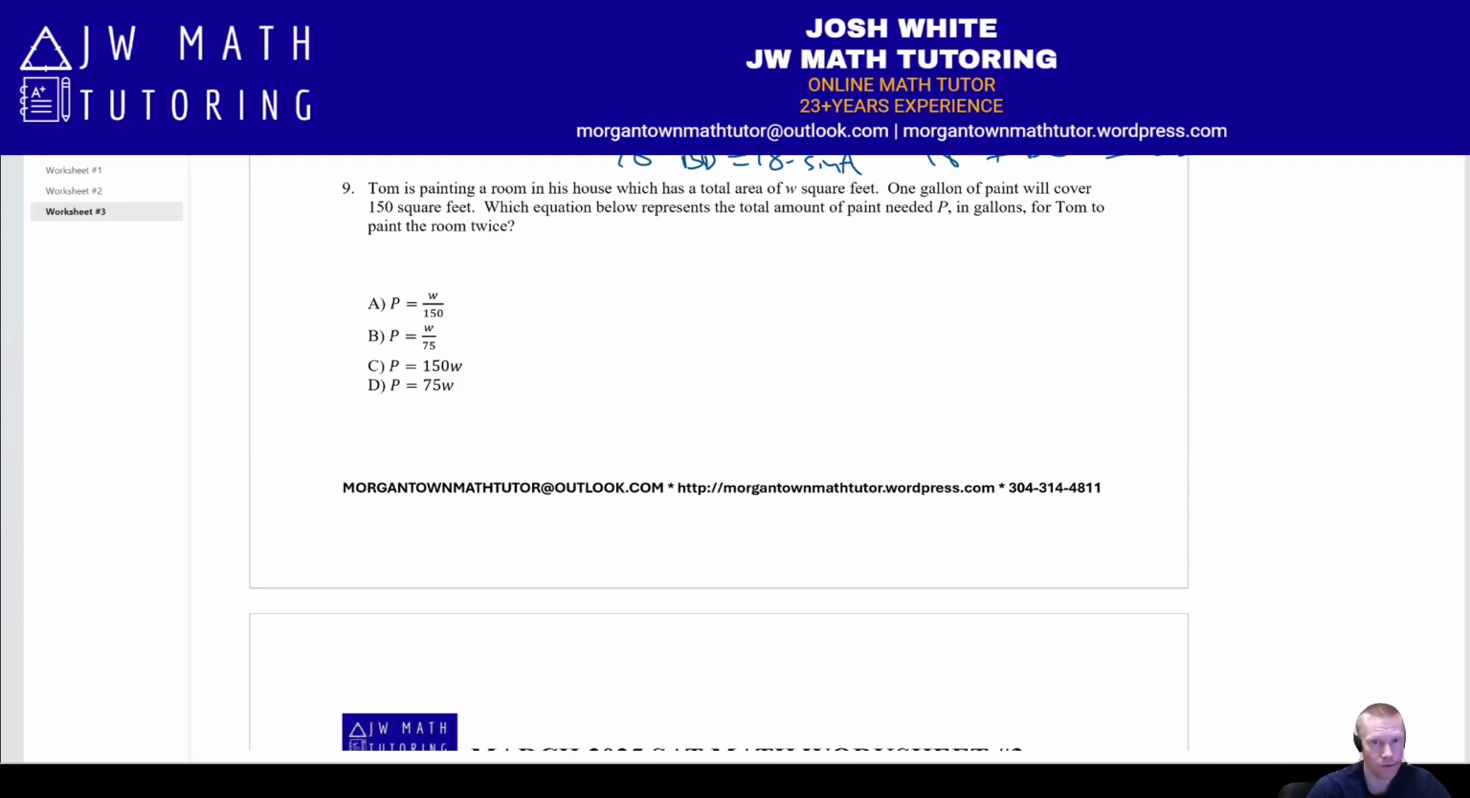Tom is painting this room. Total area of the room is W square feet. 1 gallon of paint will cover 150 square feet. Which of these represents the number of gallons that he will need to paint the room twice?